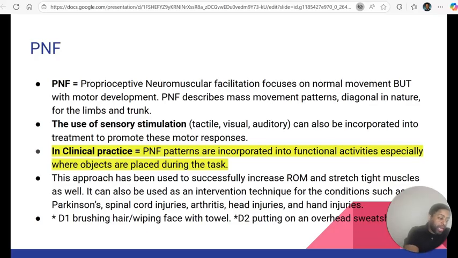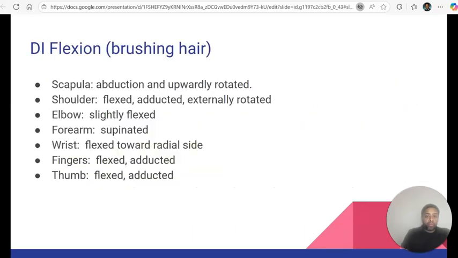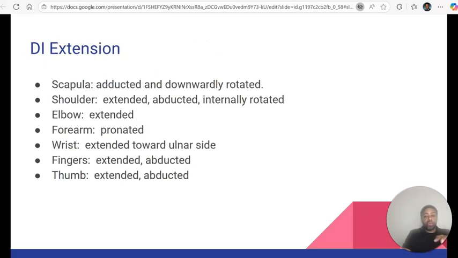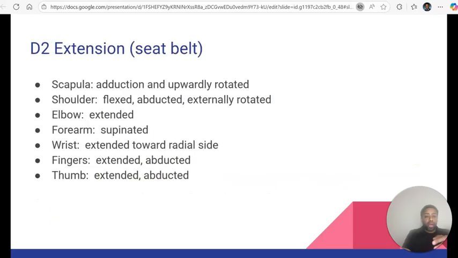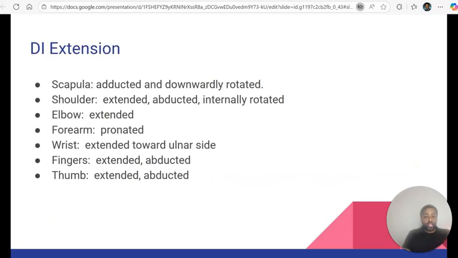PNF. PNF is called proprioceptive neuromuscular facilitation, and it focuses on normal movement, but with motor development. It essentially describes mass movement patterns, not linear movement patterns, but diagonal in nature. So I'm going to go to the next slide. There's the D1 flexion movement pattern, a D1 extension movement pattern, D2 flexion, and D2 extension. Sorry, going over these slides here.